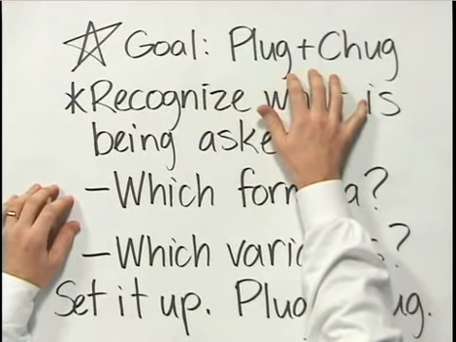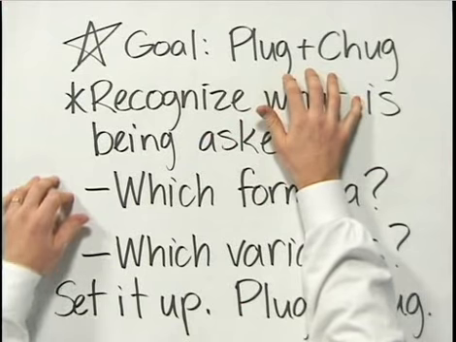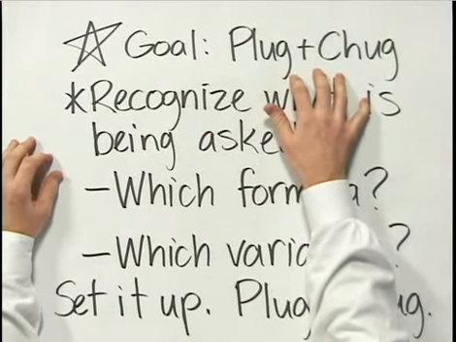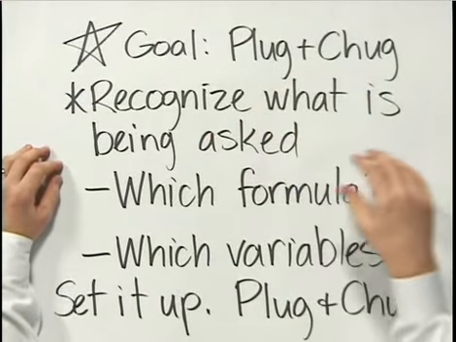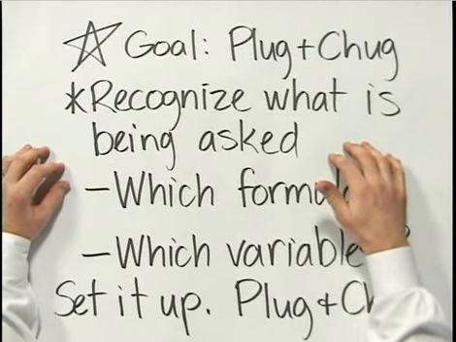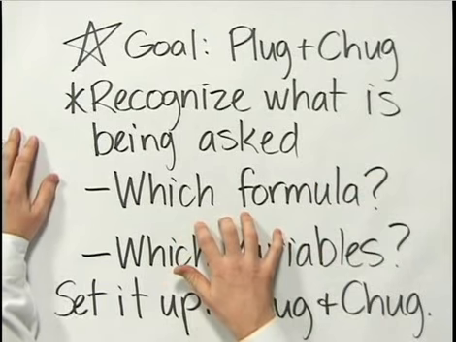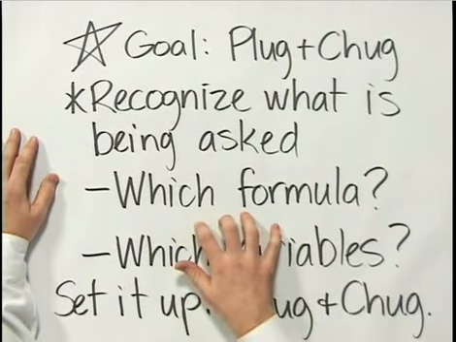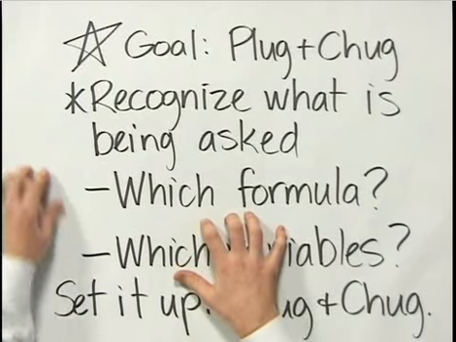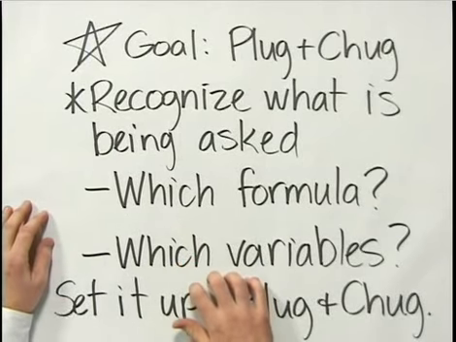The goal in applying these rules is to get to the point that I call a plug and chug problem. What does plug and chug mean? Well, let's take a look at the slide and I'll tell you. So our goal is to turn every problem that you encounter from some kind of confusing word problem into a straight plug and chug problem. That means that first you recognize what in the world is being asked of you. In other words, you need to ask yourself, which formula does the question refer to? Which formula am I going to need to apply? And sometimes it might be several formulas. The second thing is, which variables in that formula am I being asked to calculate or to solve for?